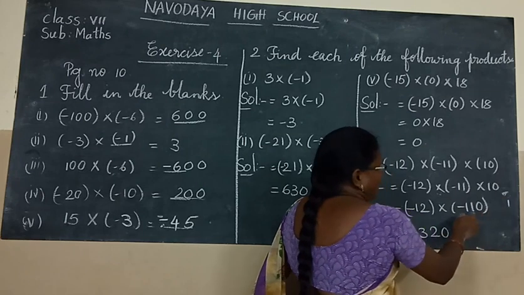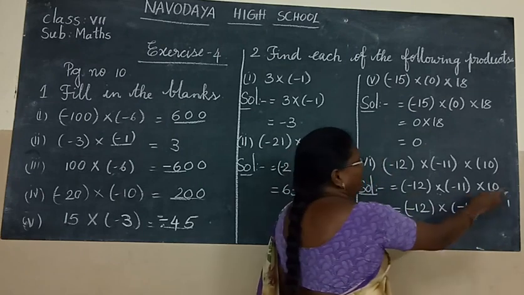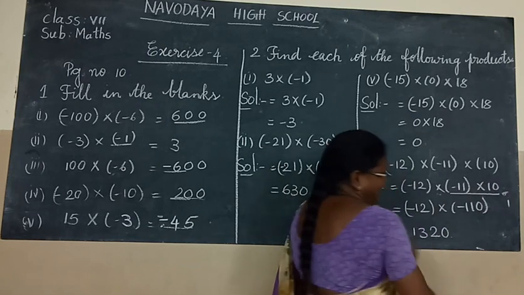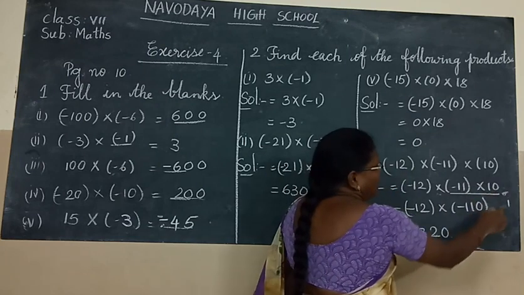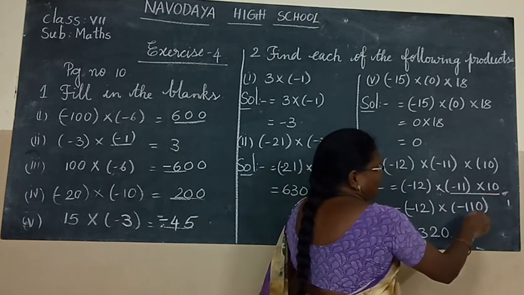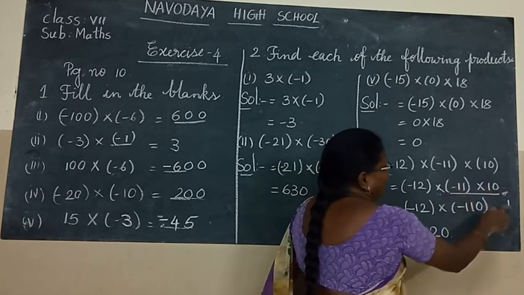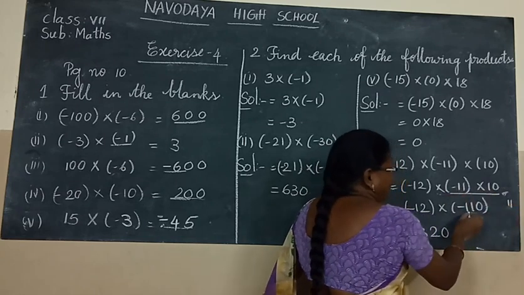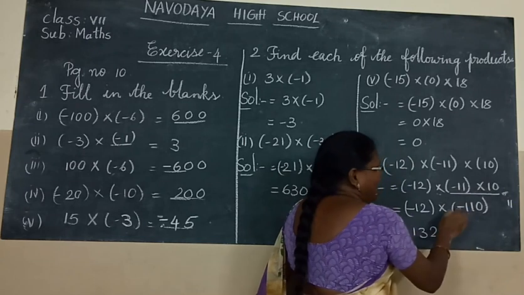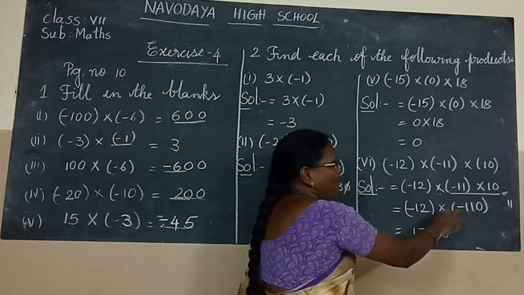10 plus 1, 11. Once again, listen carefully. First, we have to multiply these two digits. 10 ones are 10. Write 1 here, 0 here. Next, 10 ones are 10. 10 plus 1, 11. 11 right here. Minus into plus, minus.